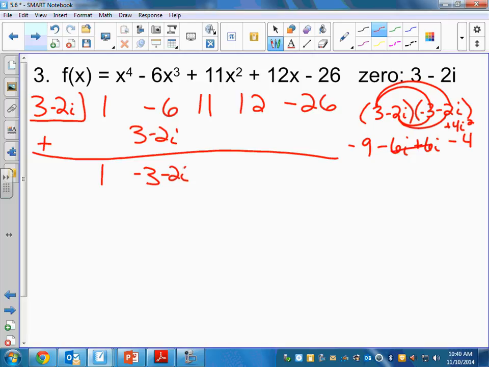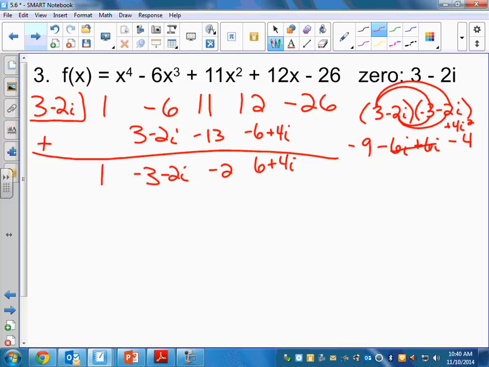The middle cancels out, right? And we just get negative 13, which means this actually isn't so bad, because the next one we're not going to have to FOIL. 11 plus negative 13 is negative 2. And if I take negative 2 times that, I can do that without much work. Negative 2 times 3 is negative 6. And negative 2 times negative 2I is plus 4I. So I get 6 plus 4I.